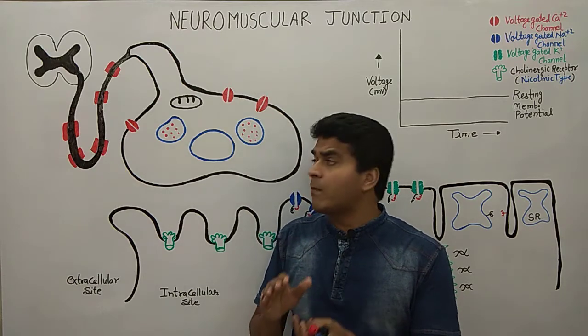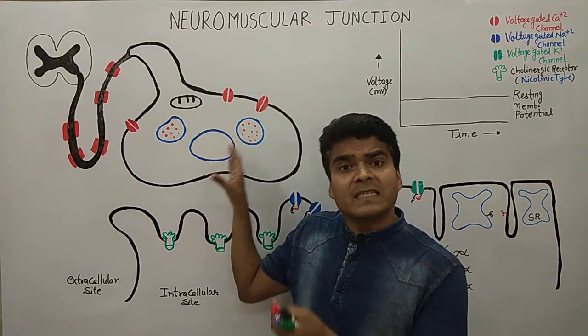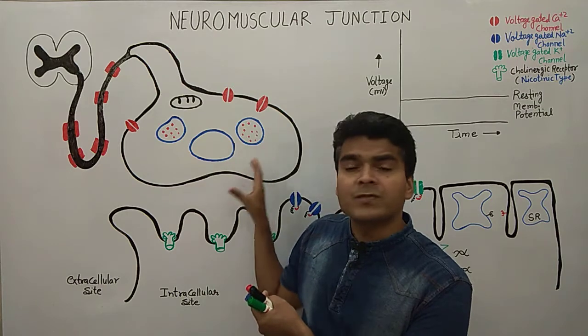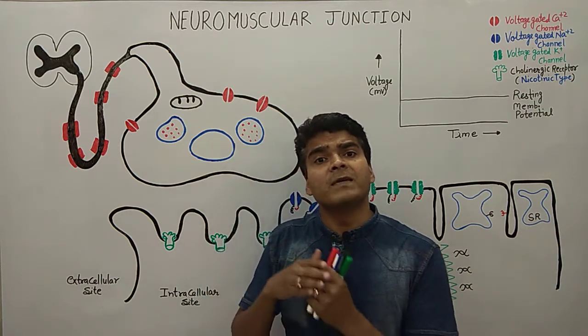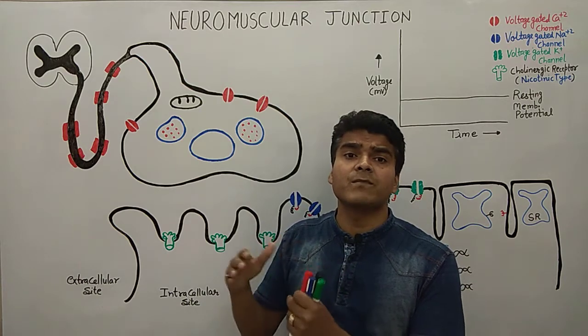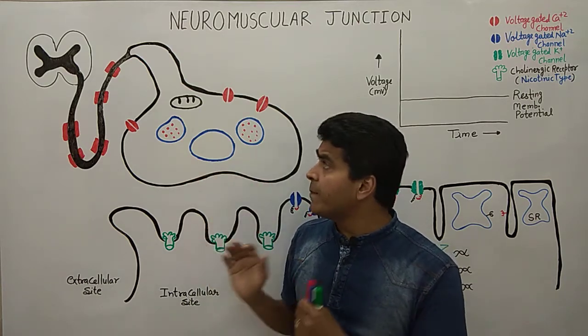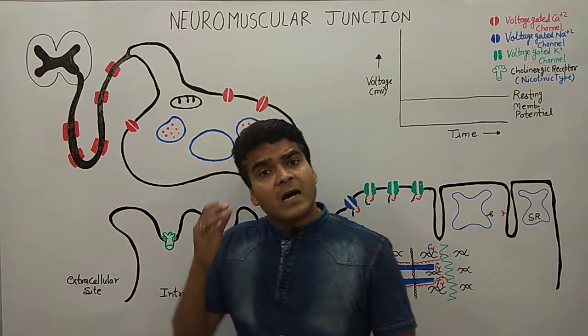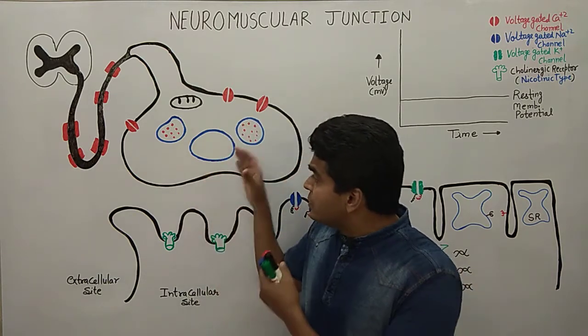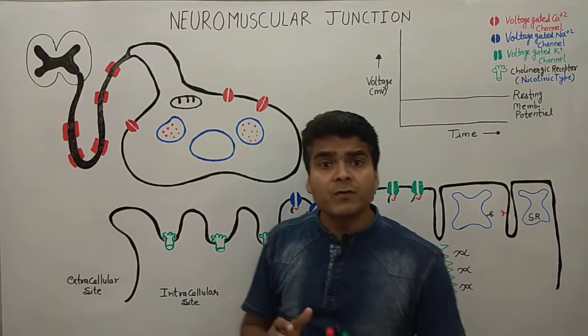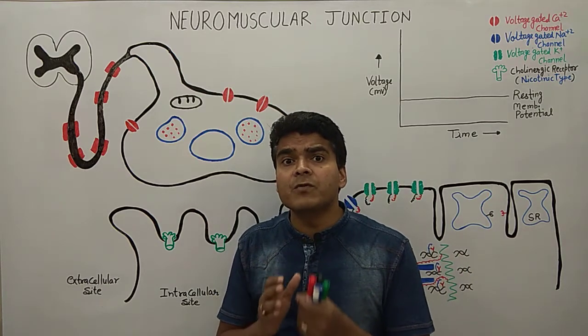First we understand the structural point of the neuromuscular junction, and the second part is the physiology of muscle action potential, meaning how the muscle action potential is generated. Okay, so here look at what the structure of the neuromuscular junction is. First understand what is the neuromuscular junction.